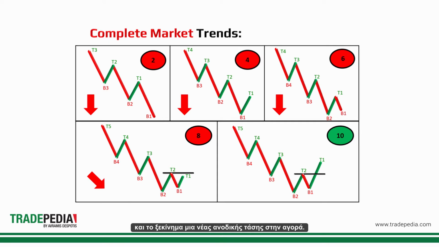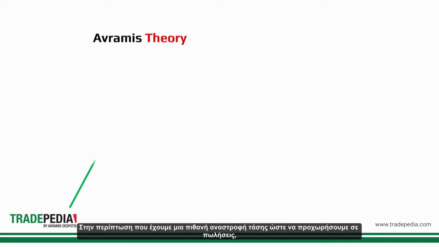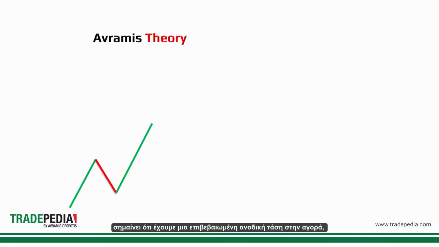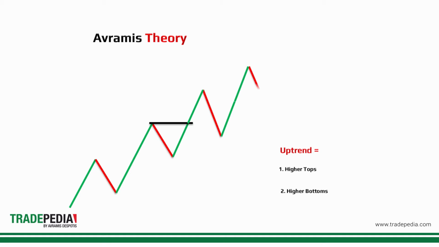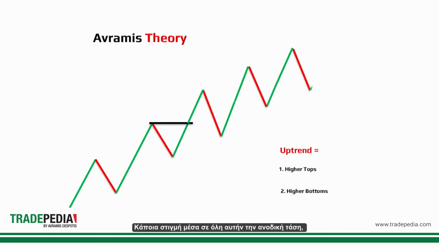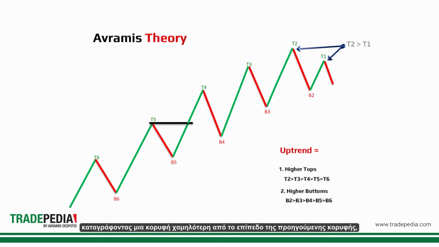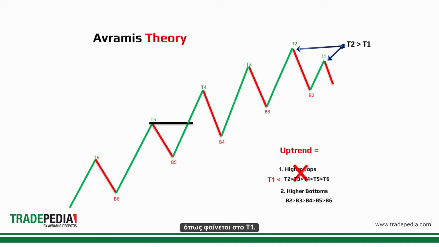Now, in the case that we have a possible trend reversal to go short, it means that we have a confirmed uptrend in the market, characterized by higher tops and higher bottoms. One time in all of this uptrend, the market will fail to continue to a new high by confirming a top lower than the level of the previous top, outlined at T1.